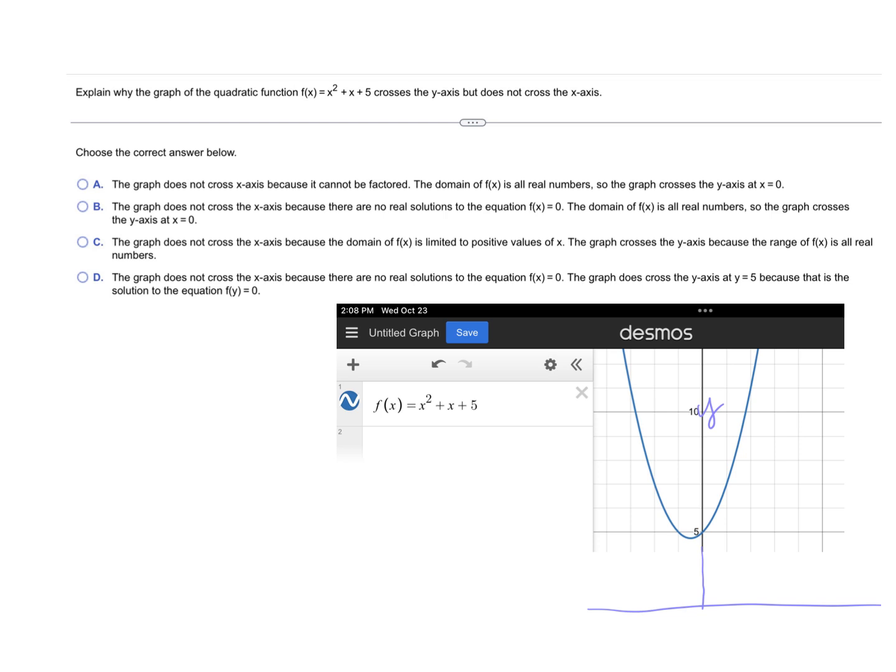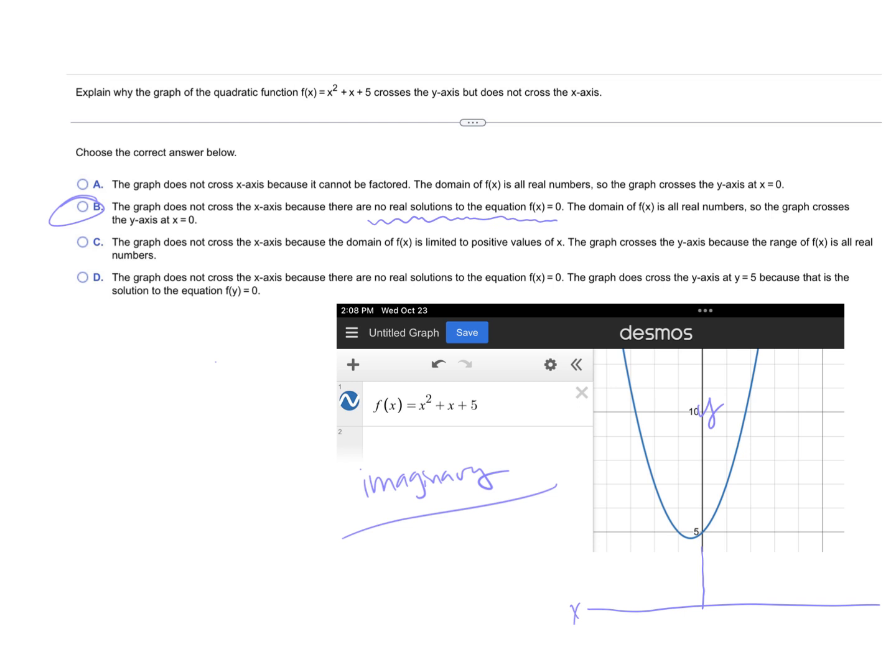So what that means is that if I were to plug this into the quadratic formula, my solutions are going to be imaginary. It means that they do exist, but they're not real. Real is when I cross the x-axis, so this would be my x-axis. So our answer is B. The graph does not cross the x-axis because there are no real solutions to the equation f of x equals 0.